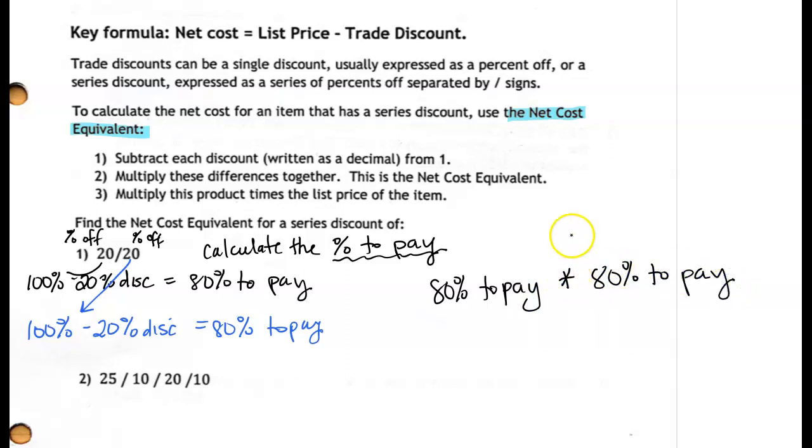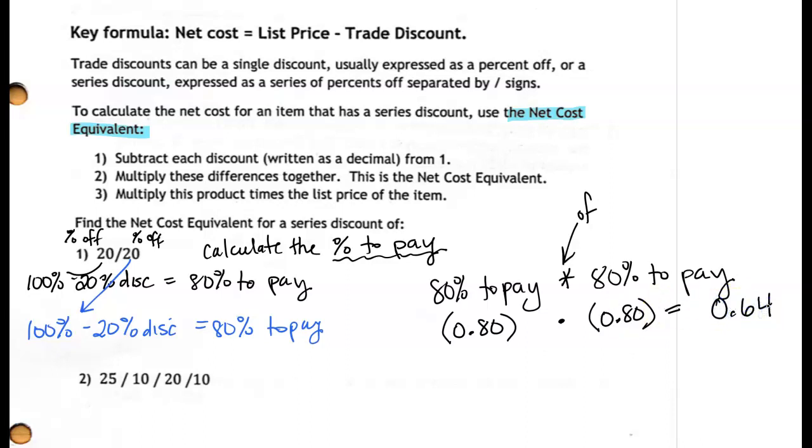We can think of multiplication like saying of. We're taking 80% of another 80%. Okay. Now we're going to take each of those percentages and change them to decimals. The 80% that you pay is equal to 0.80. And we're going to multiply that by another 0.80. And we end up with a total of 0.64.